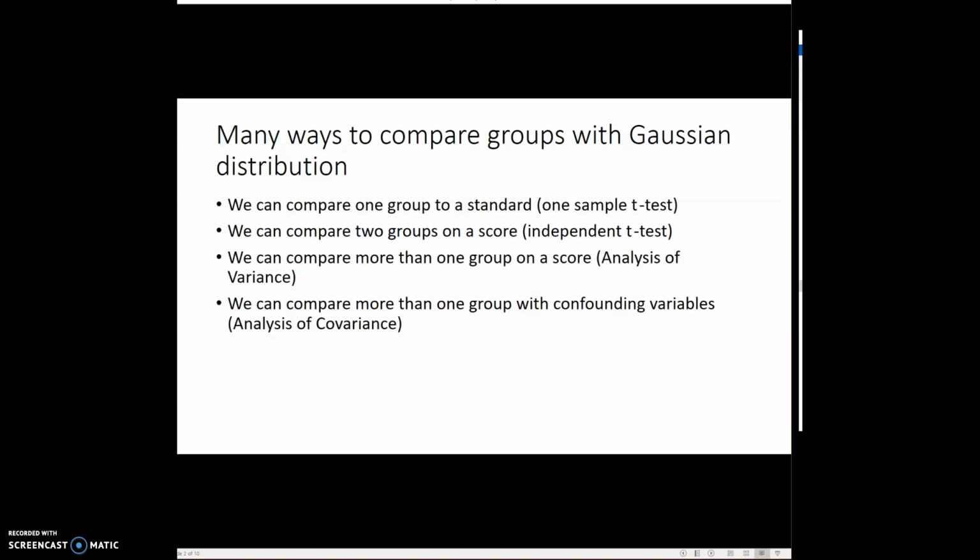So we can compare one group to a standard, which is called a one sample t-test. We can compare two groups on a score, which is called an independent t-test. We can compare more than one group on a score, which is analysis of variance. We can compare more than one group with something called confounding variables, which is analysis of covariance. And there are some others that are mentioned in the book. These are the ones I want to focus on.